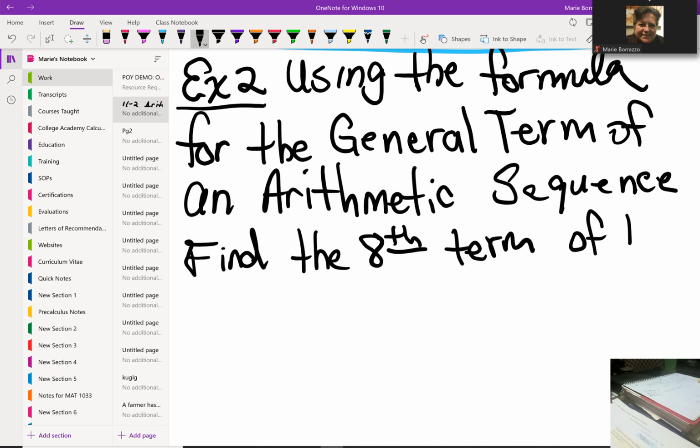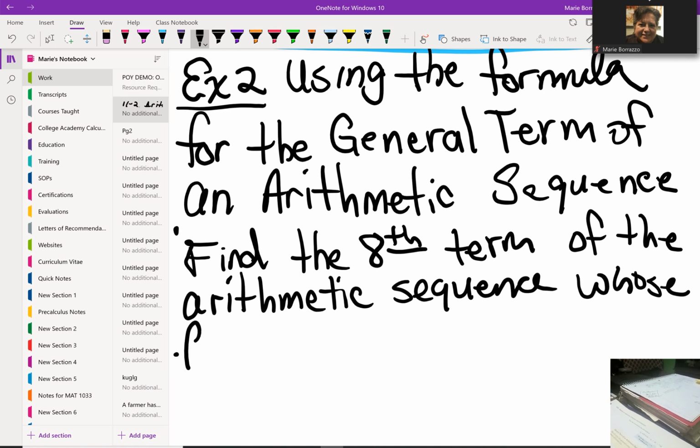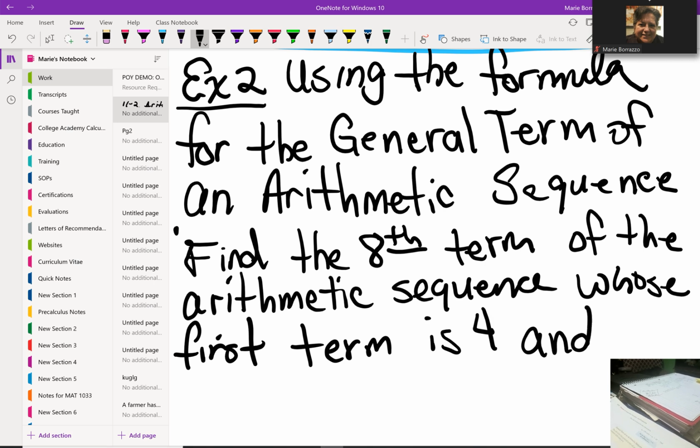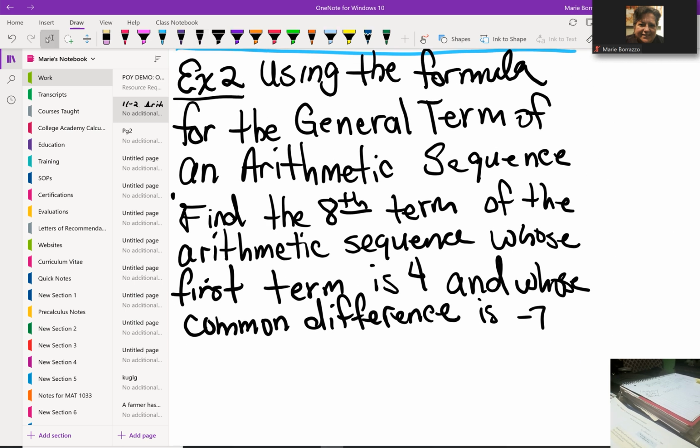Find the 8th term of the arithmetic sequence whose first term is 4 and whose common difference is negative 7. So that's your question stem for example 2.